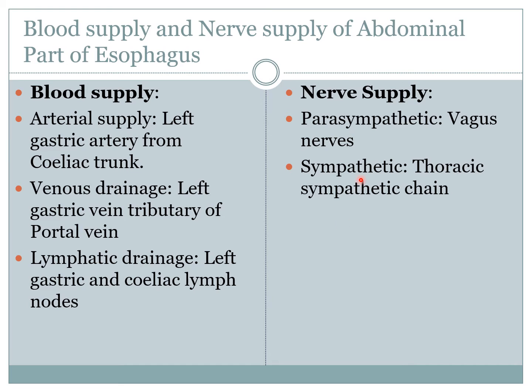Blood supply and nerve supply of the abdominal part of the esophagus: the arterial supply is the left gastric artery from the celiac trunk, and the venous drainage is the left gastric vein, a tributary of the portal vein. Lymphatic drainage is to the left gastric and celiac lymph nodes. The nerve supply is both parasympathetic and sympathetic. Parasympathetic is by the vagus nerve and sympathetic by the thoracic sympathetic chain.